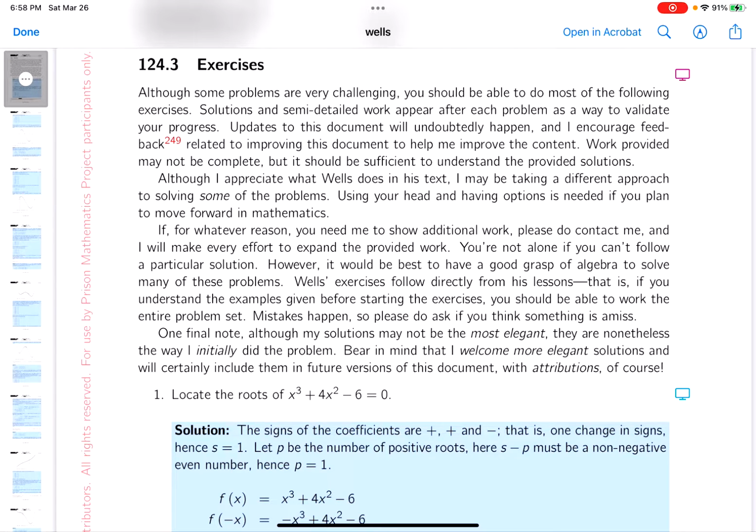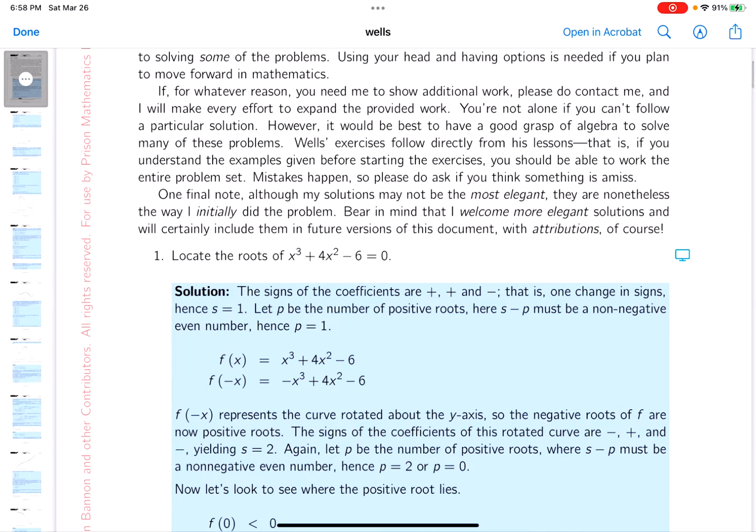124.3, the exercises. Start with problem number 1. Locate the roots. Certainly we have many techniques of doing this here. They just want to get a general feel where the root is. And so what I'm going to do over here is just talk about what a cubic polynomial looks like again.